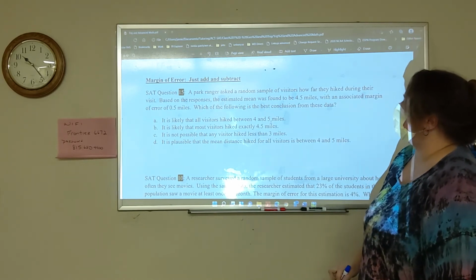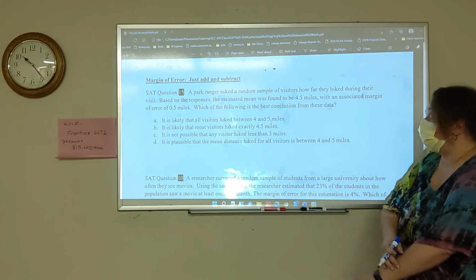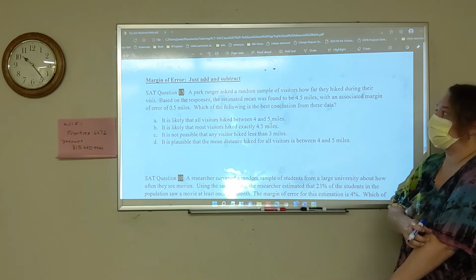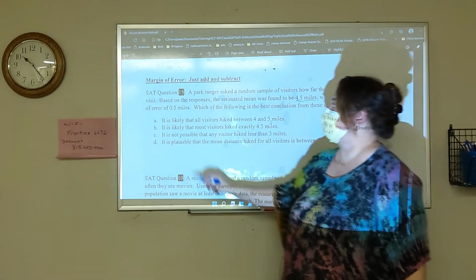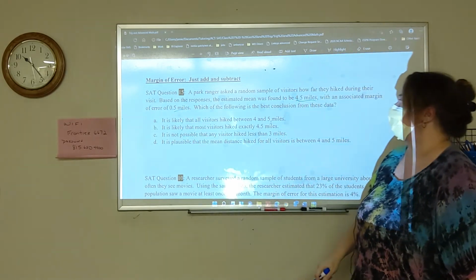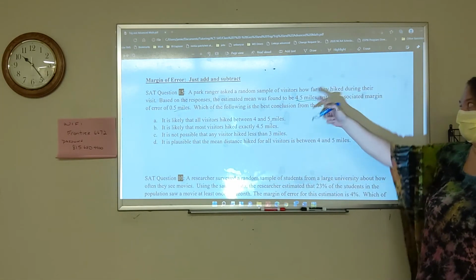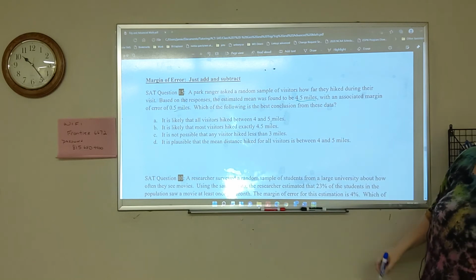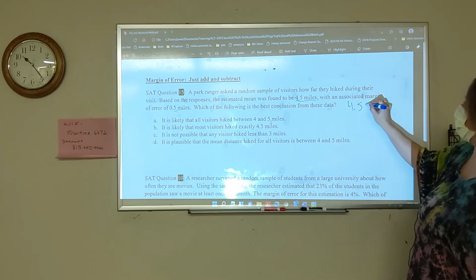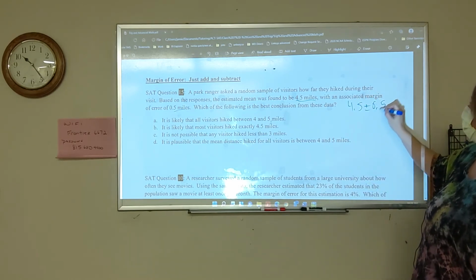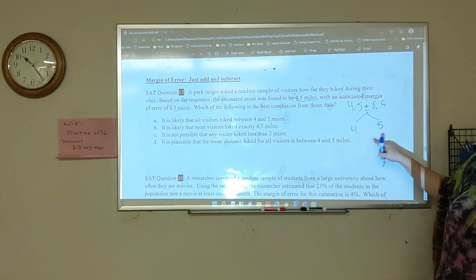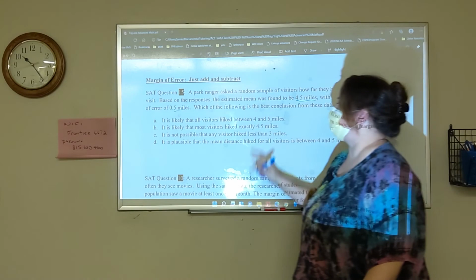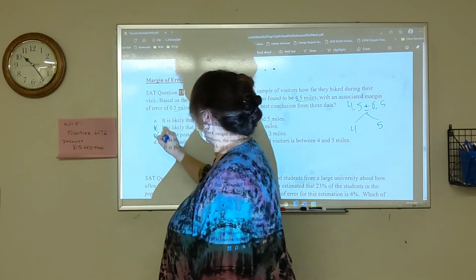So, Parks and Rangers asked a random sample of visitors how long they hiked during their visit. Based on the responses, the estimated mean was 4.5 miles, with an associated margin of error of 0.5. Which of the following is the best conclusion from the data? Anytime you have margin of error, add and subtract the number. So 4.5 plus or minus 0.5. If I subtract it, I get 4. If I add it, I get 5. My answer must contain those two numbers. So if I go to my answer choices, I can rule out B and C.